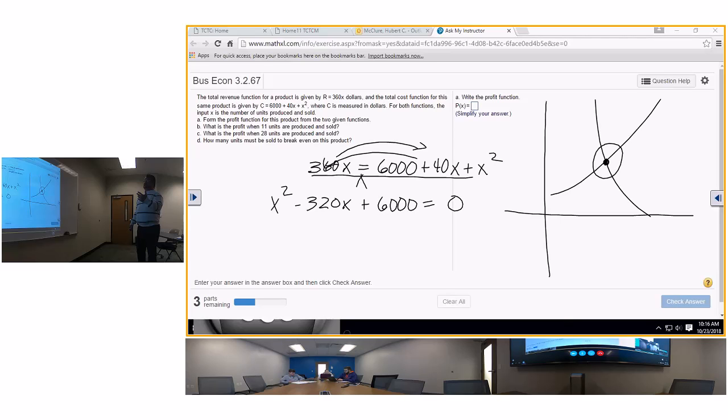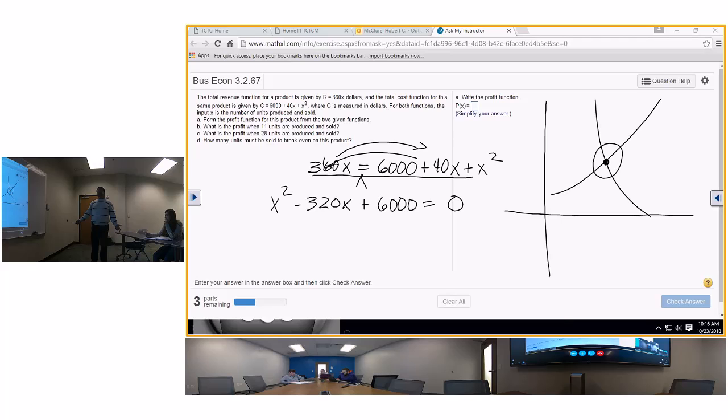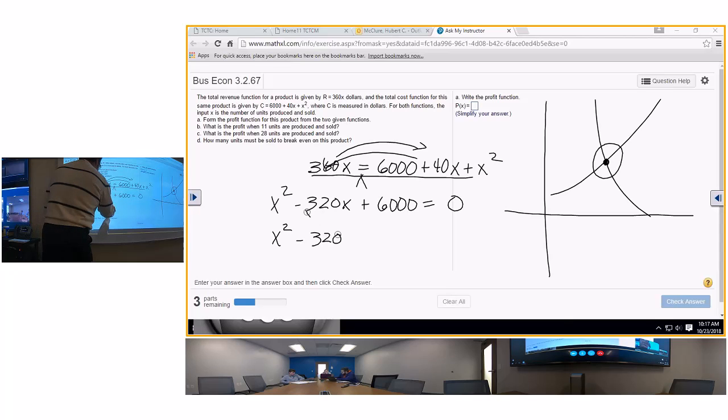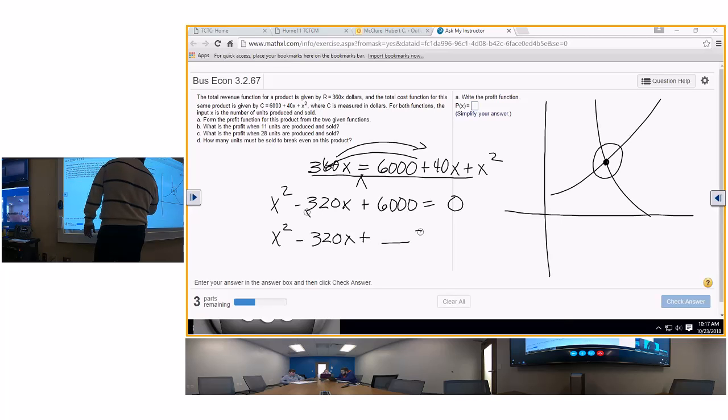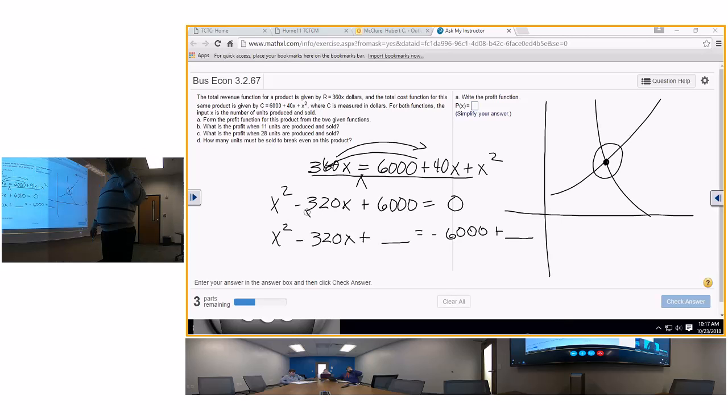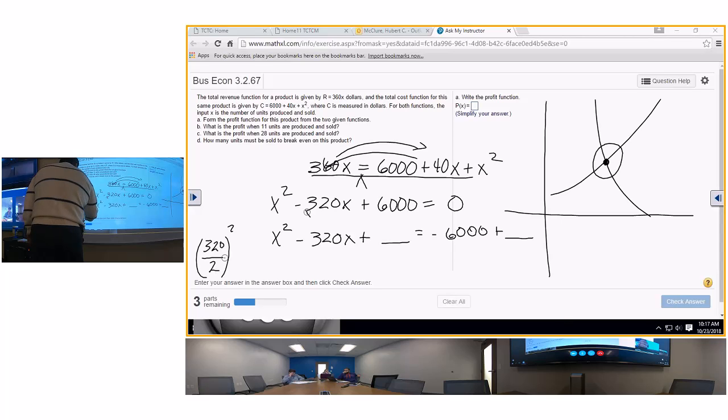So we can use what with this? We can use completing the square, because this is going to be simple math. Well, a little bit. What is half of 320? 160. 160 squared is going to be a big number, but it'll take care of that 6,000. You might need your calculator for one or two steps. So x squared minus 320x plus blank is equal to negative 6,000 plus blank. Half of 320 is 160, and 160 squared is what?